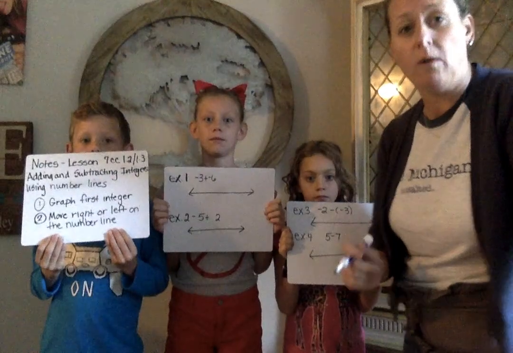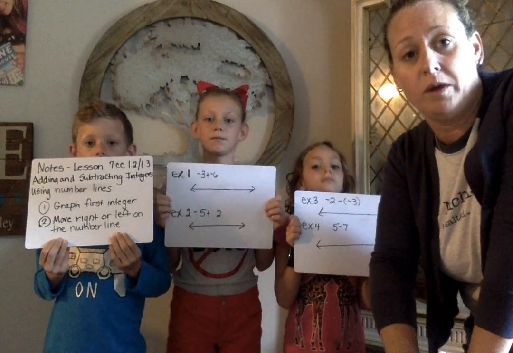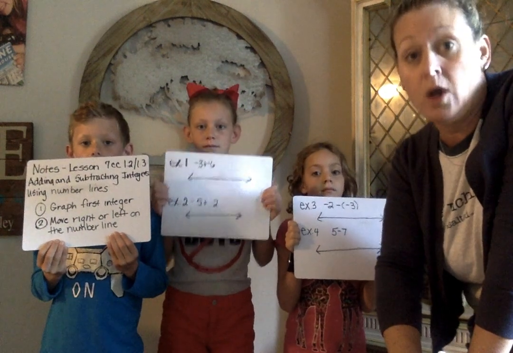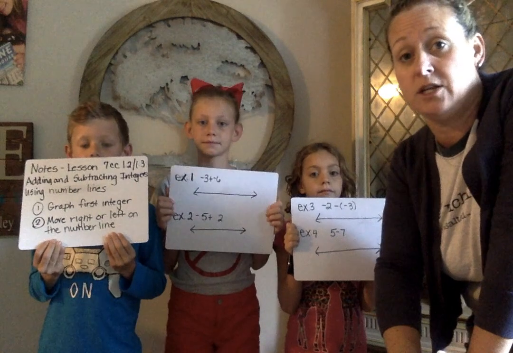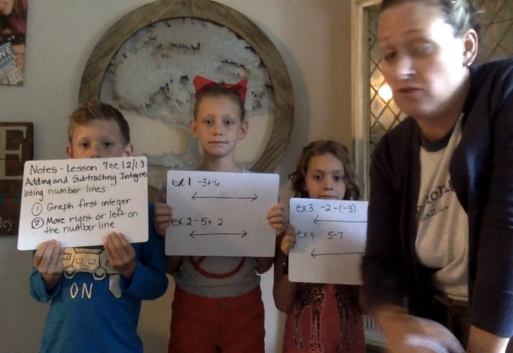Hi everybody, we're going to go ahead and take notes today on lesson 1.2 and 1.3 from the 7th grade Common Core. We're going to be adding and subtracting integers, but we are going to be doing it using a number line. There's two steps that you need to follow.